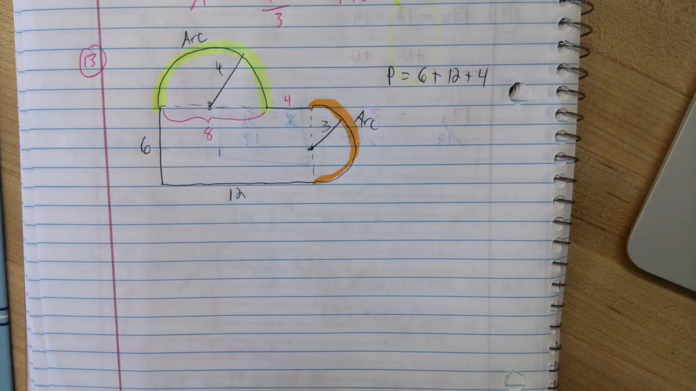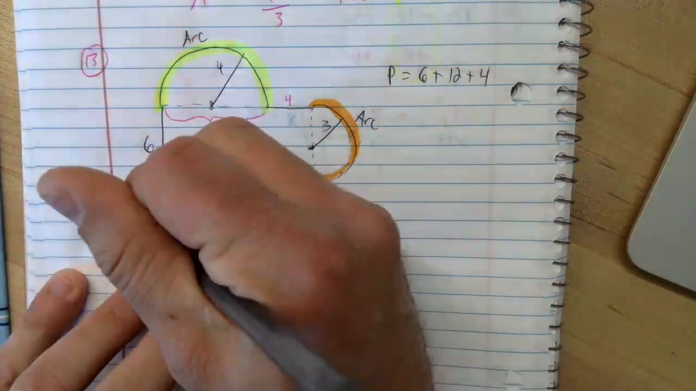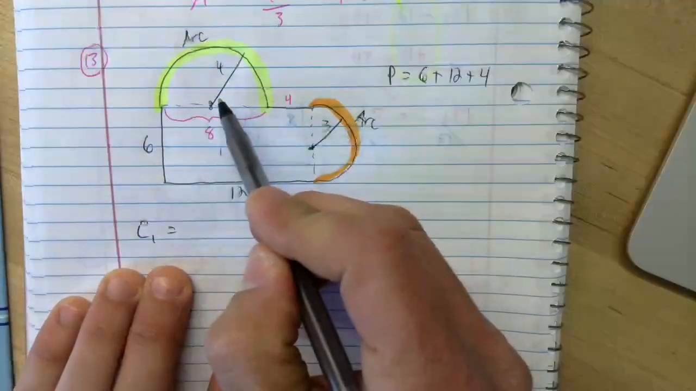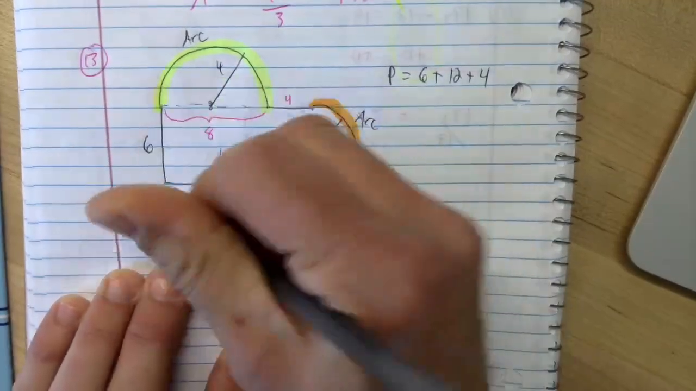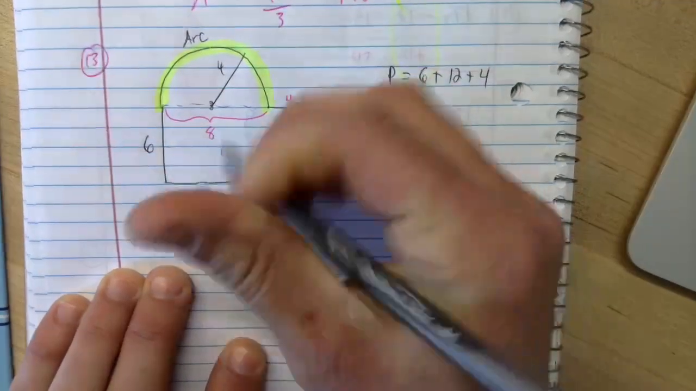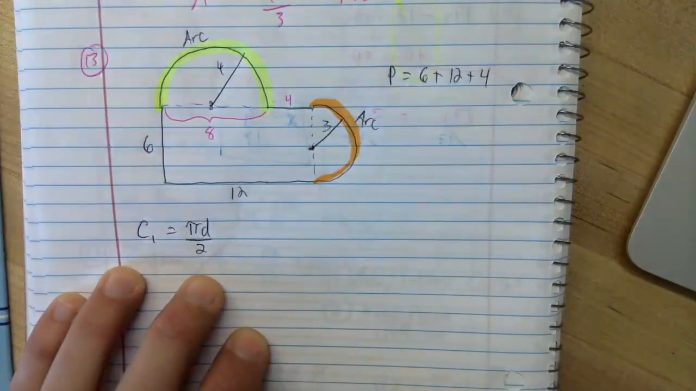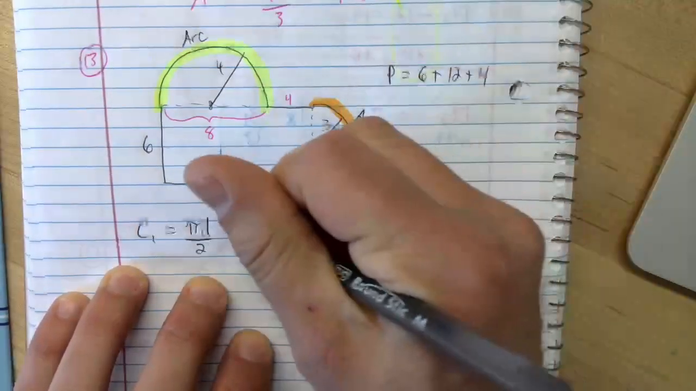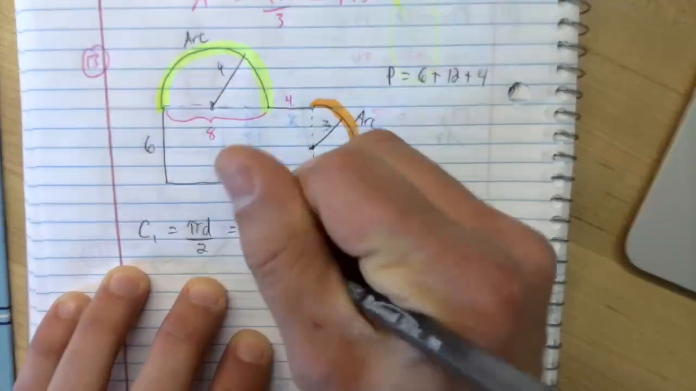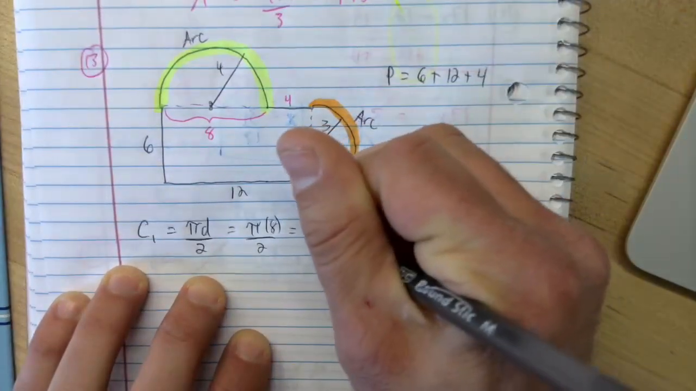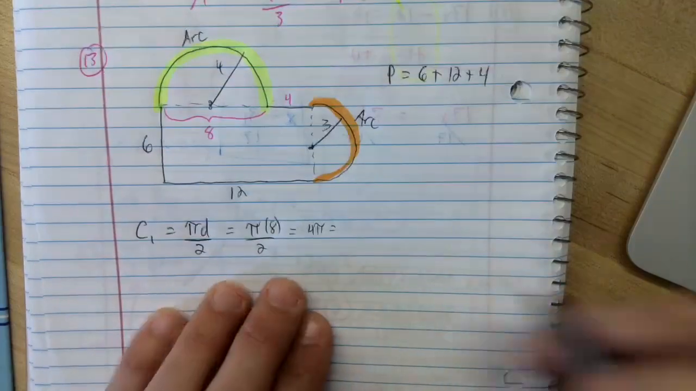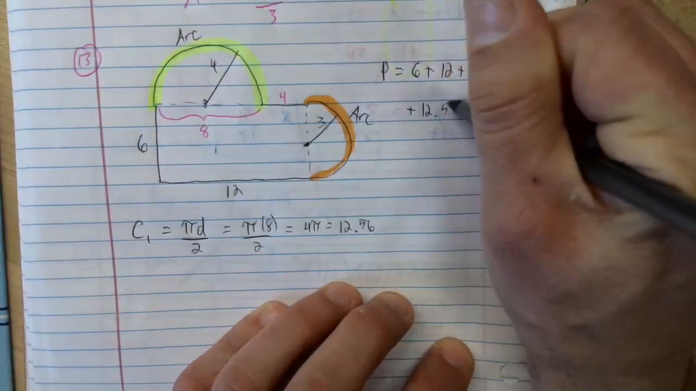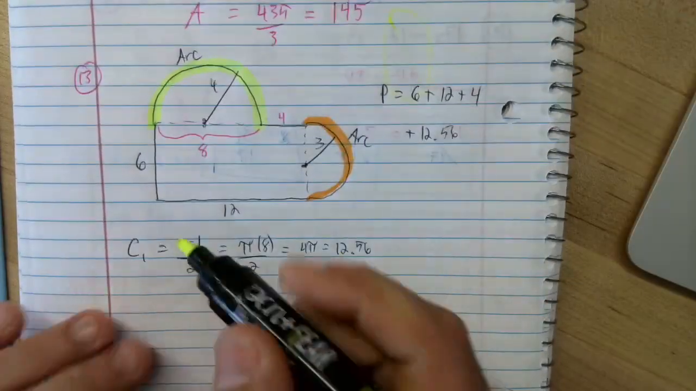It's half. Okay? So for the first part, C1, we're going to call that the circumference of a circle with a diameter of 8. So remember, that's pi d. Why am I dividing by 2? Because it's a half circle. I'm only doing half of the circle. Good. Okay, so pi times 8 over 2. That would be 4 pi. Or, I'm going to round here. Okay? So we're going to say plus 12.56.